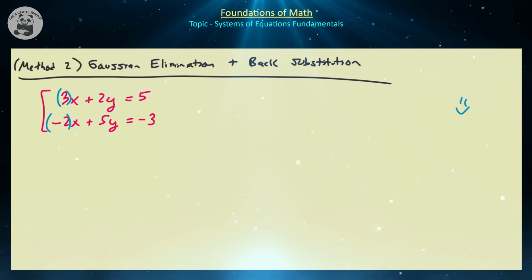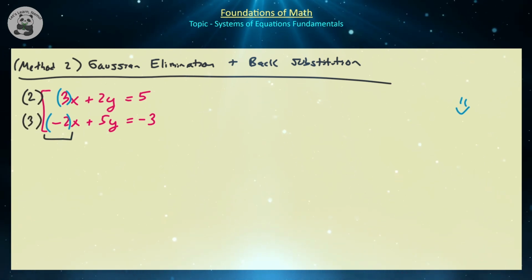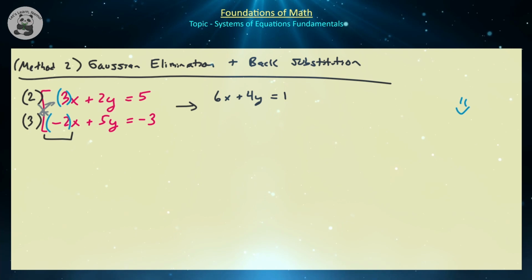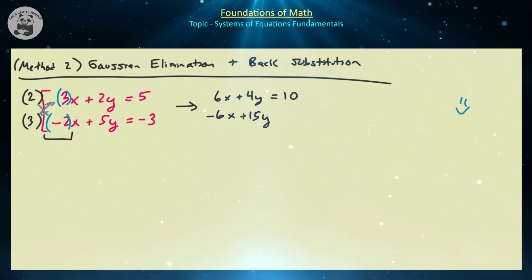So what I'm going to do is focus on this term and make them the same. So I'm going to multiply this equation by 2 and this equation by 3, and in some sense you can see they're practically the opposite switched numbers. So once I do that, I'm going to get an equivalent system of linear equations, in particular 6x plus 4y is equal to 10, and minus 6x plus 15y is equal to minus 9.